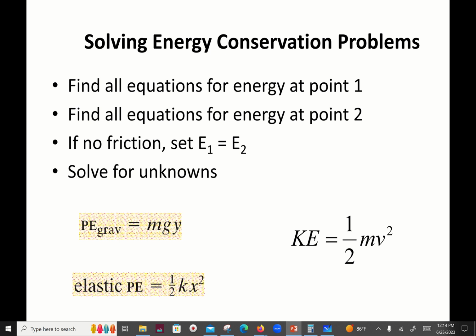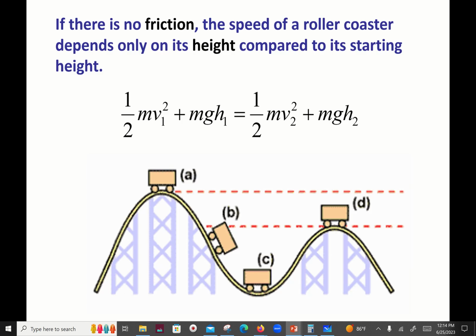So I'm going to find all the equations for the energy at point 1, all the equations for the energy at the second point, and then if there's no friction, I'll set those two equal to each other, and then I'll solve for any unknown. So let's do a few examples and walk our way through it.